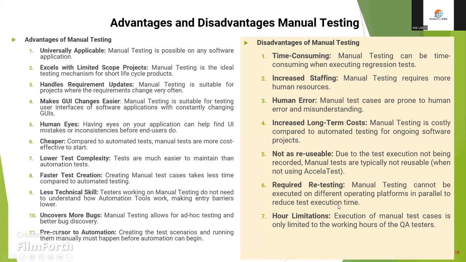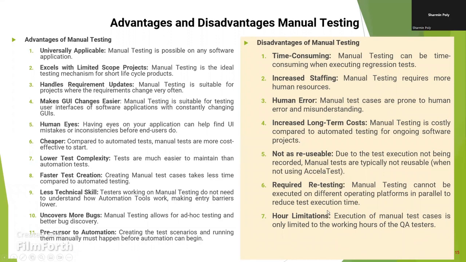Required retesting. Manual testing cannot be executed on different operating platforms in parallel to reduce test execution time. Whereas with an automation script, you can execute the same script on different operating systems in parallel. Manually it's tough. You need more human resources to operate and test it on different operating systems. And there is also a time limitation: manual test cases can only be executed within the working hours of the QA tester, right?